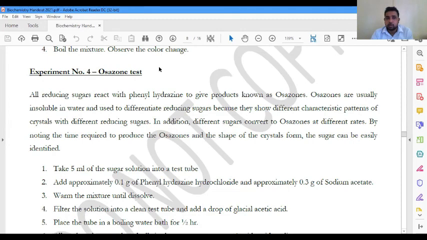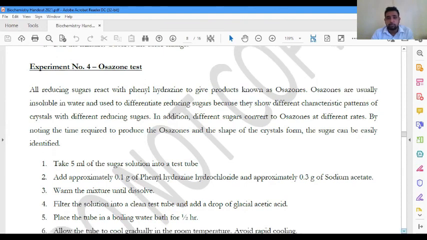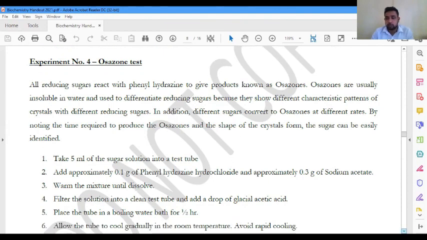So I explained that glucose and fructose will have a needle-shaped appearance, while lactose and maltose form powder-puff shapes and star-shaped crystals, and depending on that we can identify the type of reducing sugar. So that's the osazone test. Even in exams, we have performed this osazone test in class examinations.